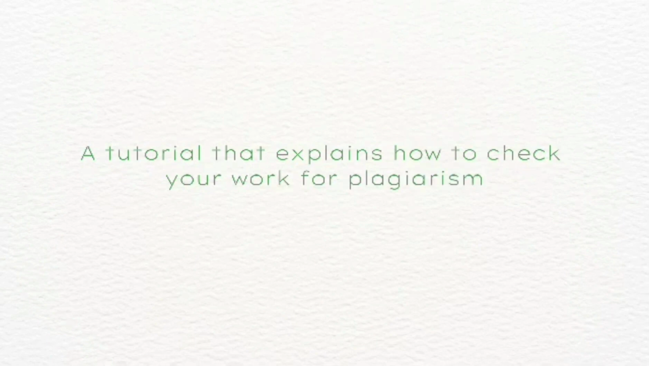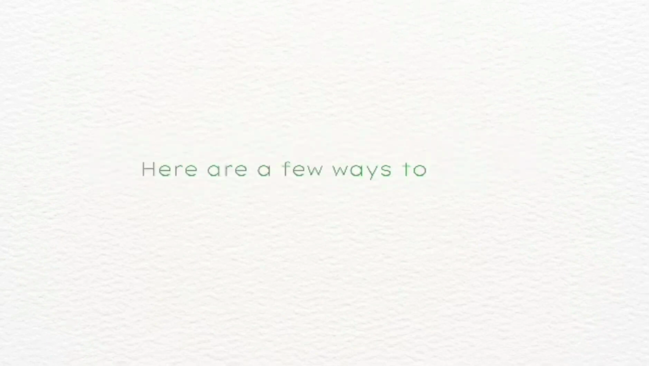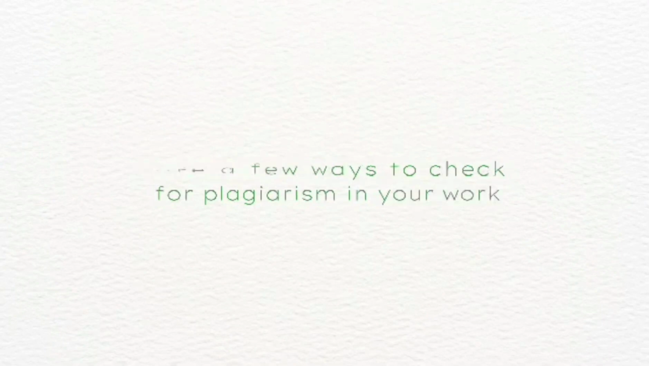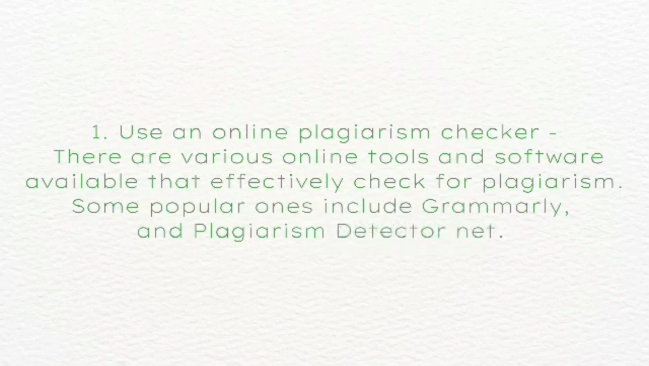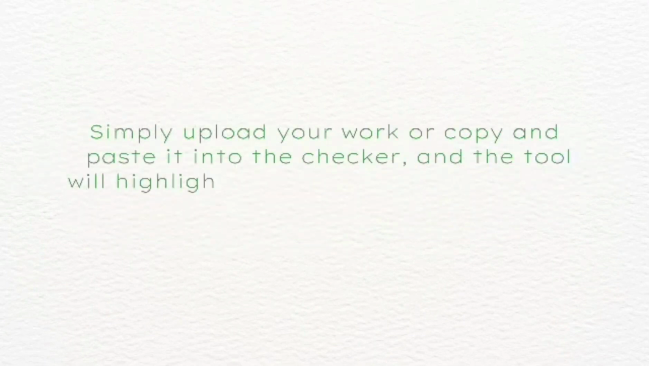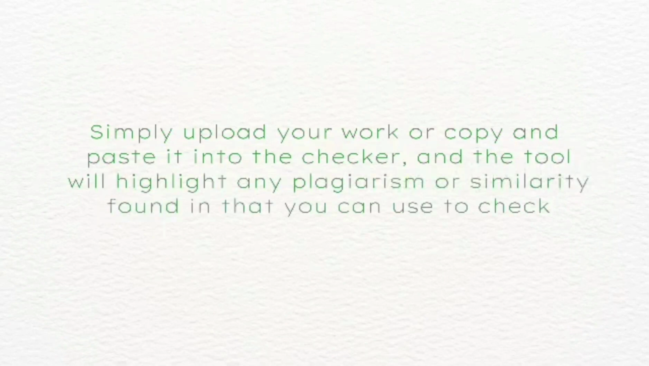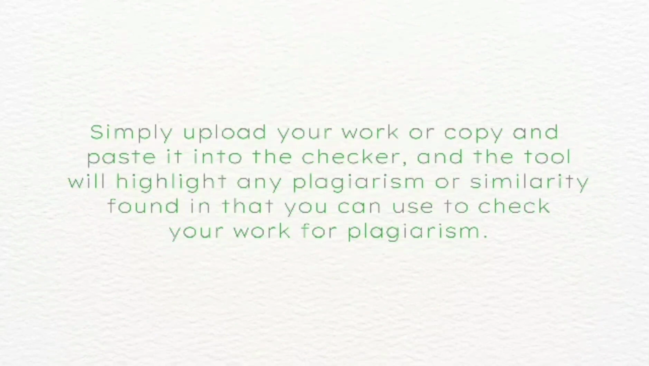And now that you know what plagiarism is and its different types, we will explain how to check your work for plagiarism. These are a few ways to check for plagiarism in your work. The first one is to use an online plagiarism checker. There are various online tools and software available that effectively check for plagiarism. Some popular ones include Grammarly and Plagiarism Detector Net. Simply upload your work or copy and paste it into the checker, and the tool will highlight any plagiarism or similarity found.